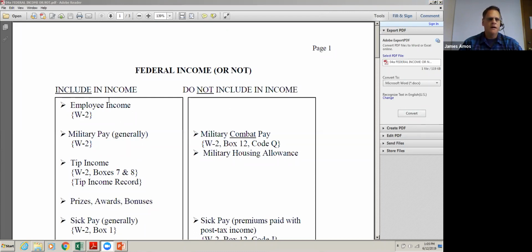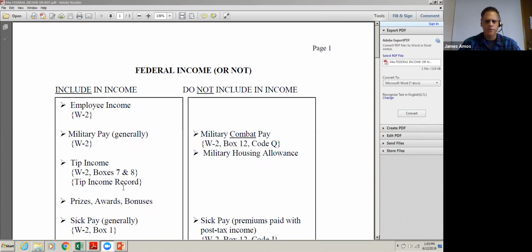Employee income, which is on a W-2, is included. Military pay, generally, for most military pay is included. That's on a W-2. But from the military, do not include, on the right side, combat pay and military housing allowance. Back to the left side, tip income. Generally, you're including all tip income. You find that in W-2 boxes 7 and 8, and of course, a tip income record.